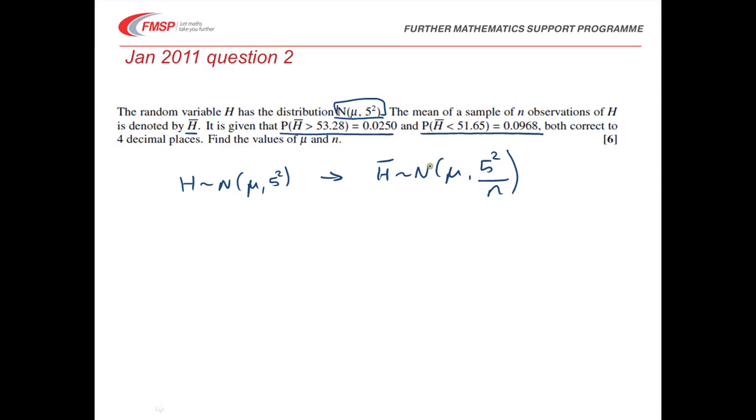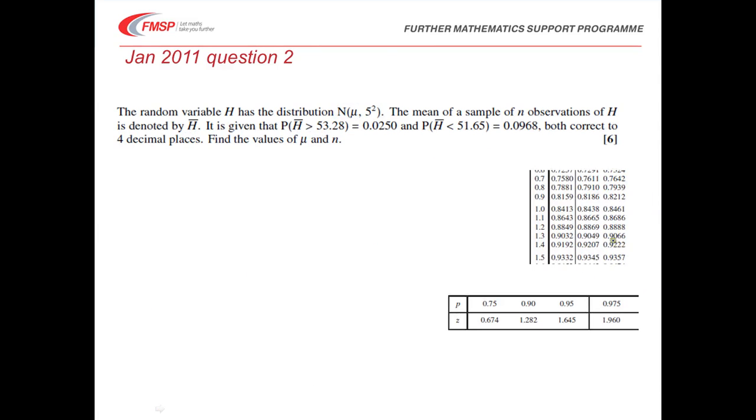So the probability of h bar being greater than 53.28 is given as 0.025. So I'm inclined to turn that around. So the probability of h bar being less than 53.28 is equal to 0.9750, and we're also told that the probability of h bar being less than 51.65 is equal to 0.968. So because this is all to do with the normal distribution, we need to be using our normal distribution tables.